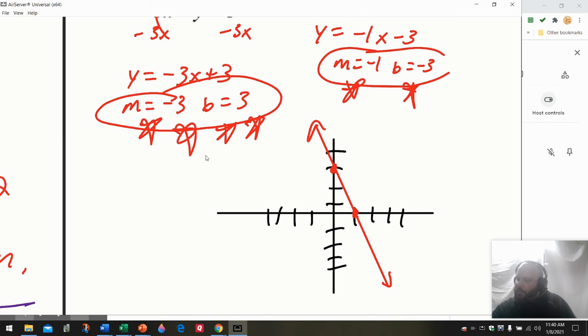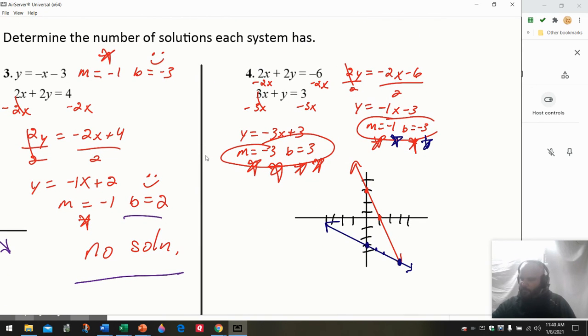Now I'm going to go over to this second one. I'm going to use dark blue for that one. I'm going to go down to -3. Then I'm going to go down 1 over 1 like this. And when I draw this line, you can see they're going to intersect right there. There is indeed one point of intersection, which is what we said before. So we would write one solution.